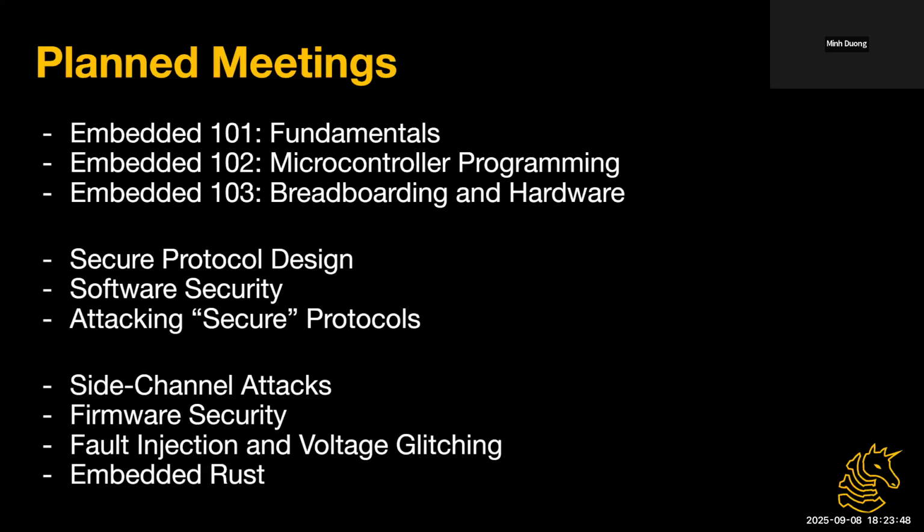And then we have embedded Rust. So throughout most of the meetings, we'll be using embedded C. That's pretty much the industry standard. But when we get into software security, you'll learn about memory bugs and how Rust can fix those. So we use embedded Rust for our designs in the future, and we'll give a brief crash course there.